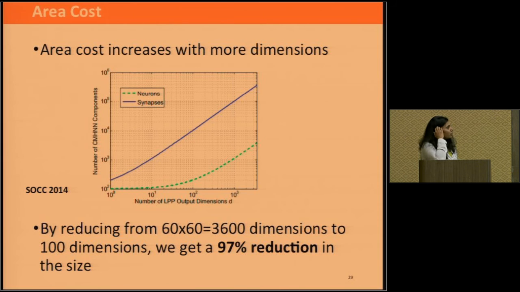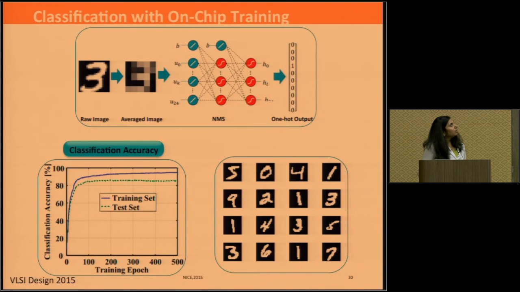So we wanted to look at what are the area costs when we increase the output dimensions of this kind of system. The x-axis shows the dimensions and the y-axis shows the number of neurons or synapses you need to implement something like that. So you could see that there is a linear increase as you increase the number of dimensions in the synapses and neurons. So the dimensionality reduction technique we used reduced the dimensions from 3,600 to 100. So we got a significant reduction in the size. Of course, it affects the classification accuracy too.